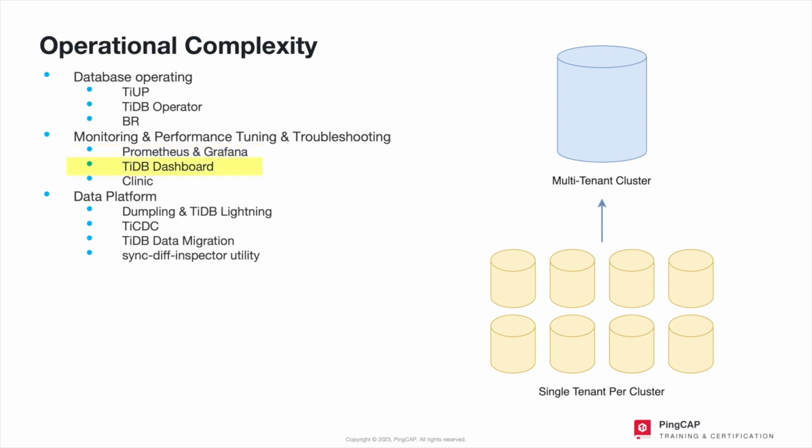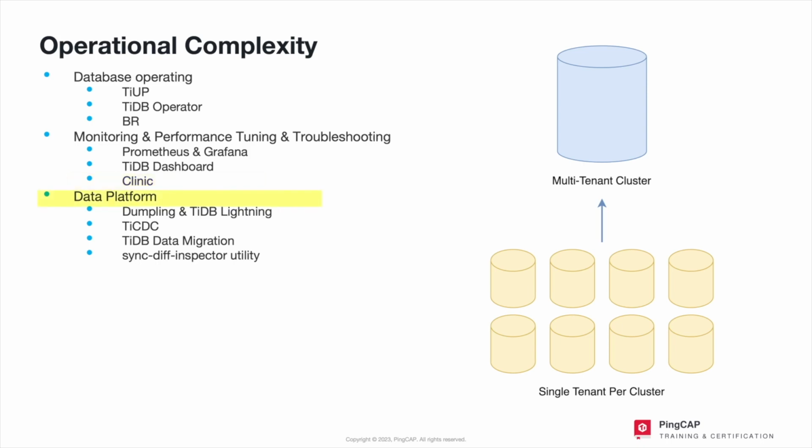TiDB Dashboard is a web-based user interface for managing and monitoring TiDB clusters. Although similar to Prometheus and Grafana, TiDB Dashboard is a centralized management and monitoring tool for TiDB clusters, while Prometheus and Grafana are monitoring and visualization tools more focused on collecting, storing, and visualizing metrics data. Although there's some overlap in their functionality, they serve different purposes in the TiDB ecosystem. Next up, we have Clinic. Clinic is a performance analysis and optimization tool that helps users to identify and optimize the performance of their TiDB clusters, providing a valuable tool set for managing and optimizing large or complex TiDB deployments.